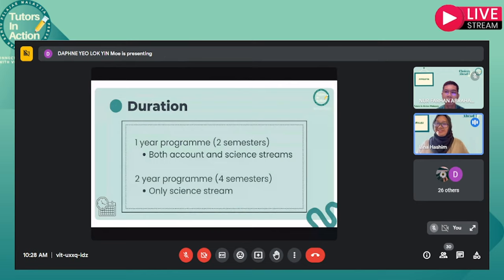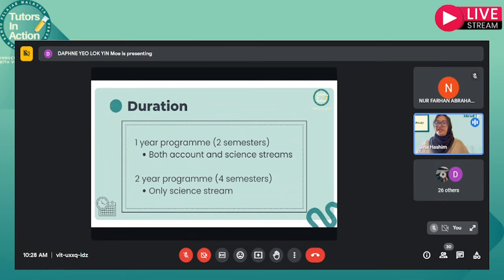The one-year program is for both accounting and science streams, and the two-year program is only for the science stream. So if you apply for accounting in matriculation, you will be accepted only into the one-year program.